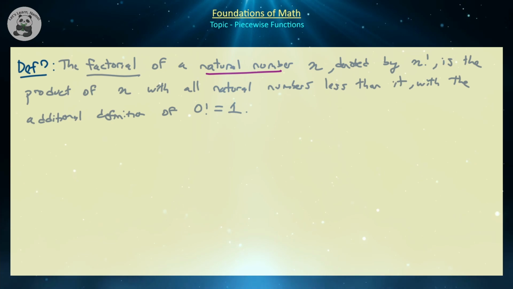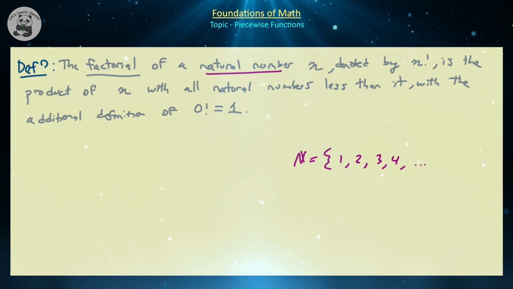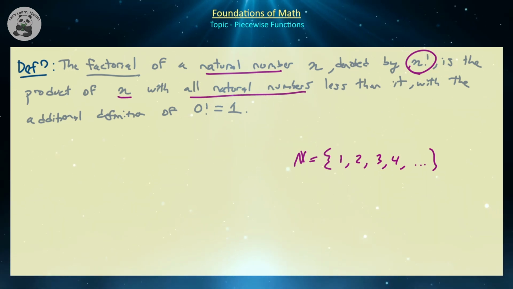So the factorial of a natural number, and hence, keep in mind, in case you don't remember what the set of natural numbers is, it's the set of all numbers 1, 2, 3, 4, and so on. So no 0, no negative integers, no decimals with fractional non-zero part, no irrational numbers, and so on. So we denote the factorial of a natural number via n with a little exclamation mark, and it's going to be the product of n with, again, all natural numbers less than it, with the additional definition of 0 factorial being equal to 1.